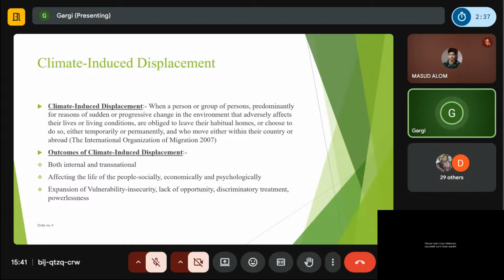The consequences are huge in the form of human pain, both in the decision of displacement and also after the displacement. Apparently, it seems that to avoid the climatic disaster effect, displacement or resettlement is a better option. But the harsh reality is such type of displacement is an expansion of vulnerability in terms of lack of security, opportunity, discriminatory treatment, and powerlessness. Coastal areas, hilly regions, low-lying areas are primary sufferers of this type of climatic shock.